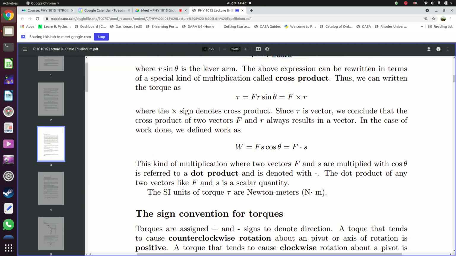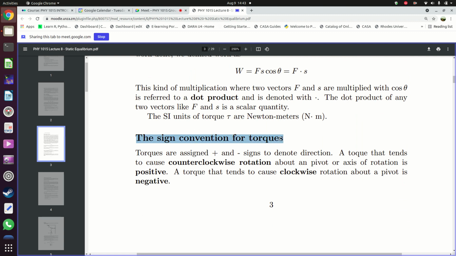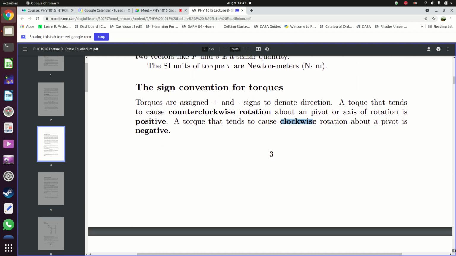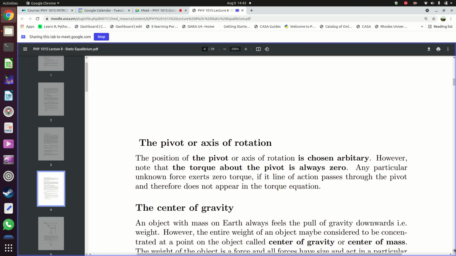So that's basically about what torque is, and this whole thing about lever arm. The other thing is the sign convention of the torques. Like I've said, a force can produce a torque which will cause an object to rotate in a clockwise direction, or a force can cause a torque which will cause an object to rotate in a counterclockwise direction. Whatever it is, since you're dealing with a vector, you have to choose which direction is going to be positive and which direction is going to be negative. Any force which causes a turning effect in the direction you chose as negative will produce a negative torque, and the other direction will produce a positive torque, whatever you choose.